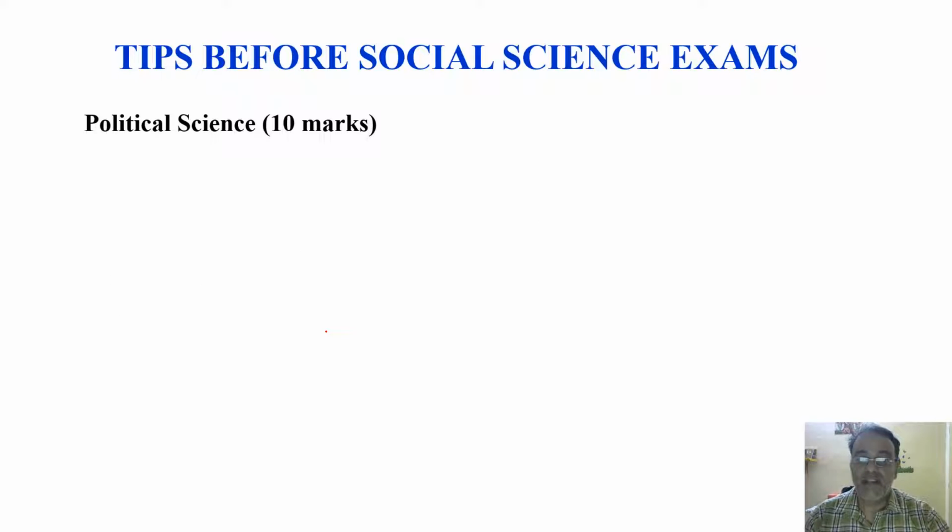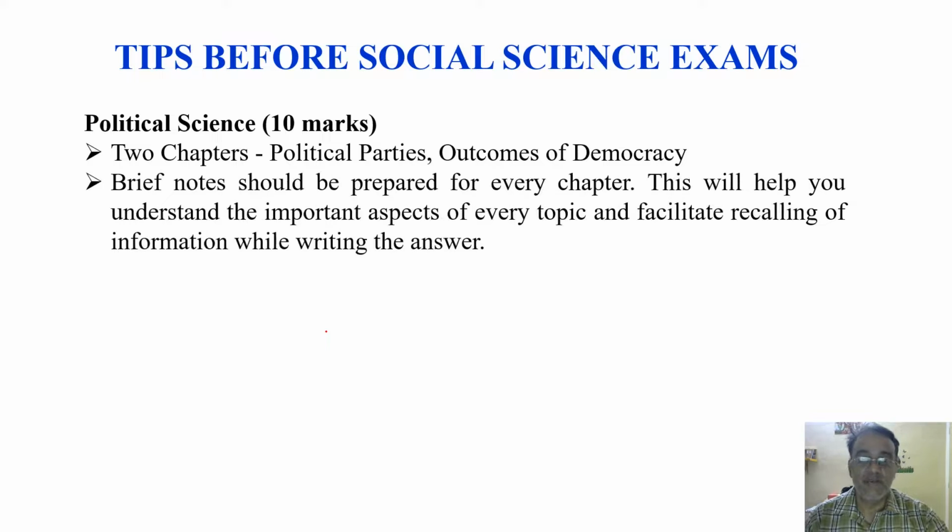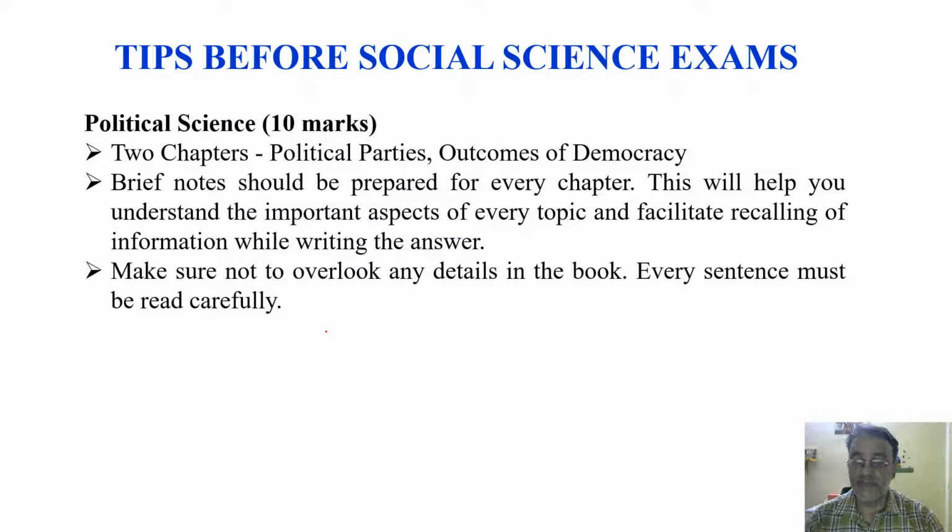Now the last is political science, जिसको हम लोग civics भी बोलते हैं, 10 marks. Two chapters are there: Political Parties and Outcomes of Democracy. Brief notes should be prepared for every chapter of these two chapters. This will help you understand the important aspects of every topic and facilitate recalling information while writing the answer. Make sure not to overlook any detail in the book. Every sentence must be read carefully.